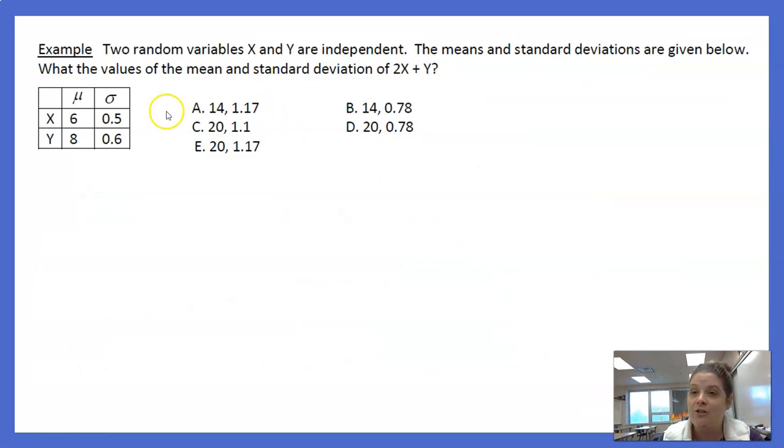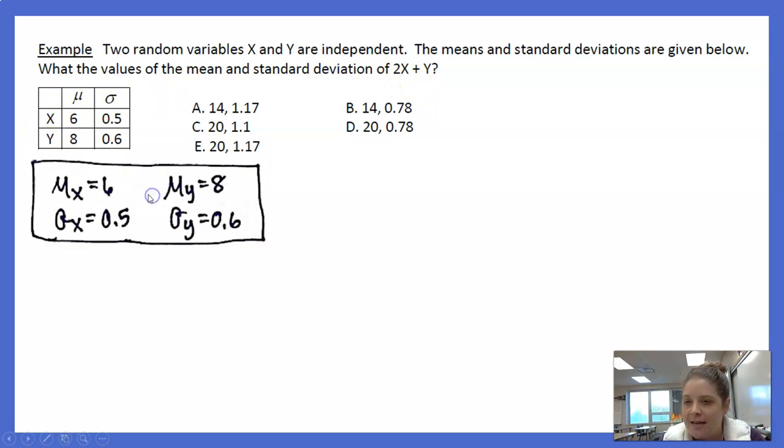Here, this one says 2 random variables x and y are independent. Yes. All right, that means I know I'm good with standard deviation. The means and standard deviations are given below. What are the values of the mean and the standard deviation of 2x plus y? All right, and they've got this weird kind of chart. So again, what this is saying here is that the mean of x is 6 and the standard deviation of x is 0.5, mean of y is 8, standard deviation of y is 0.6.